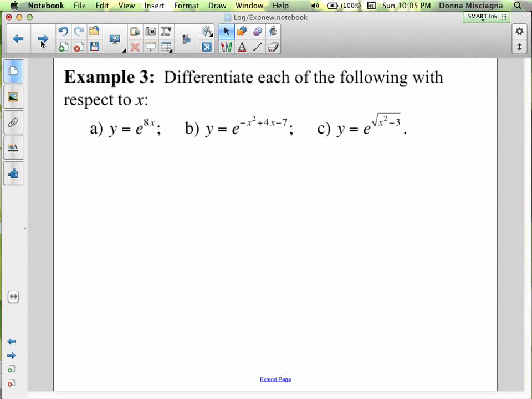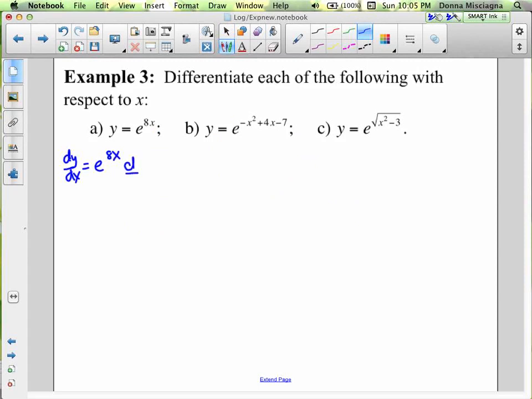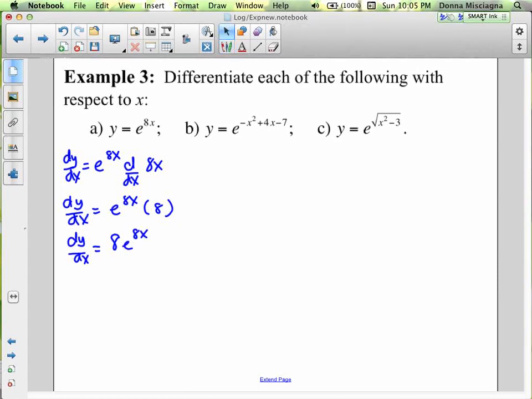All right, so we're going to differentiate each of the following with respect to x. All sorts of colors to make it easier. All right, so here we're going to have an exact copy. dy dx equals e to the 8x, plus we need to take the derivative of the 8x. Derivative of 8x, that's just 8. All right, so our derivative is going to be e to the 8x times 8. Move the 8 in front. So the derivative dy dx is 8e to the 8x. And 1 is done. Let's go to the next one.